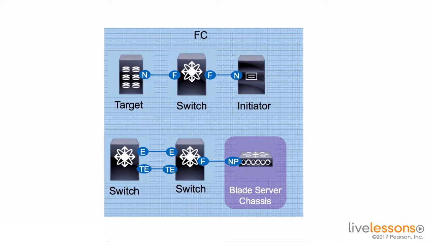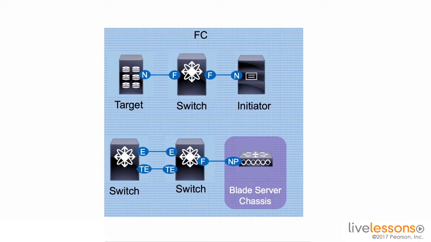Devices connect to the fiber channel network using port types. Now, there are multiple port types in a fiber channel network. For instance, there is an N port type, which is a node port type. The node port type is a port type that is normally used by a server or storage device or a tape drive. The F port type stands for a fabric port type, and that is usually found on a switch.